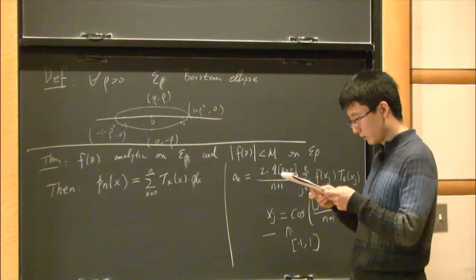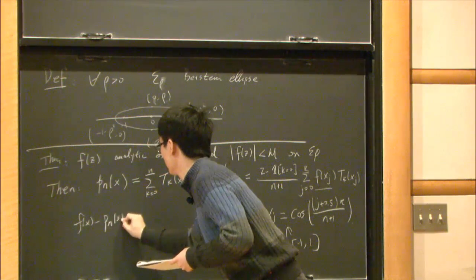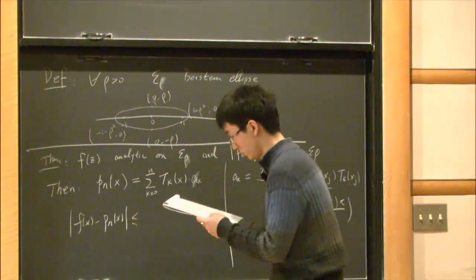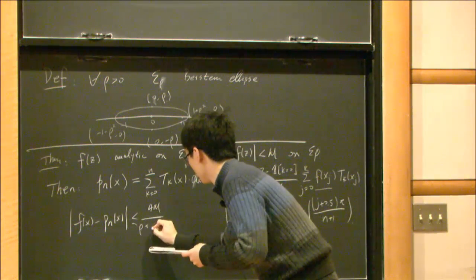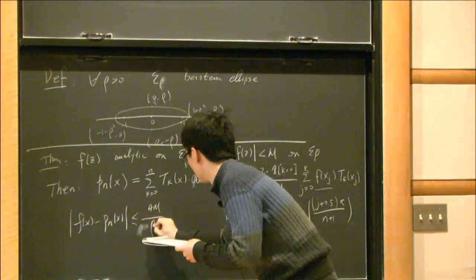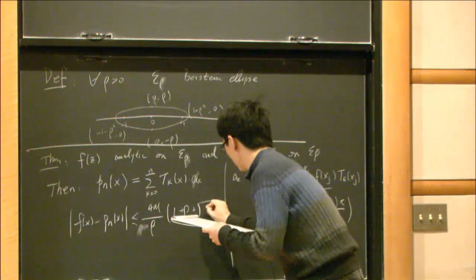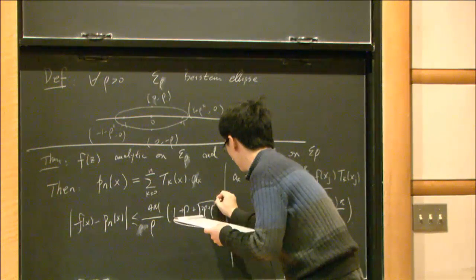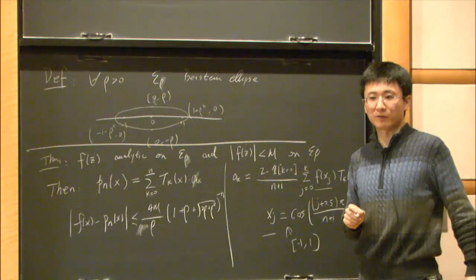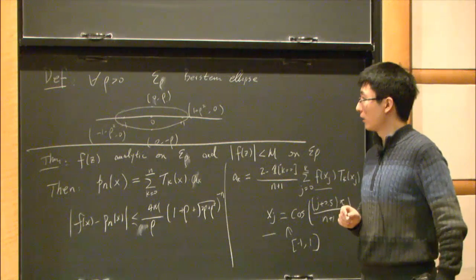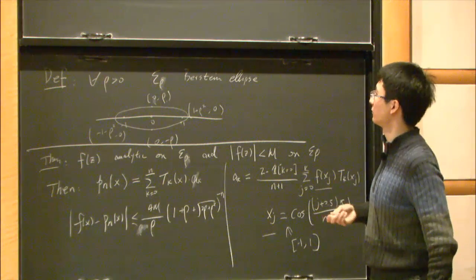And this polynomial satisfies that the absolute value of f(x) minus p_n(x) is less than or equal to some 4M divided by rho plus, just think about it being rho, it doesn't matter, then 1 plus rho plus square root of 2 rho plus rho squared, to the negative n. So this is what the Chebyshev approximation theorem tells us. And let's now do a simple exercise. Actually, maybe one exercise for now.